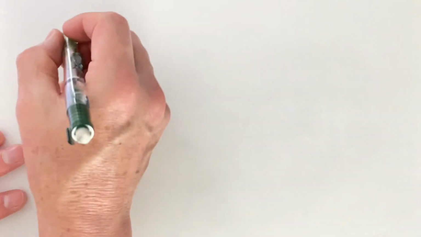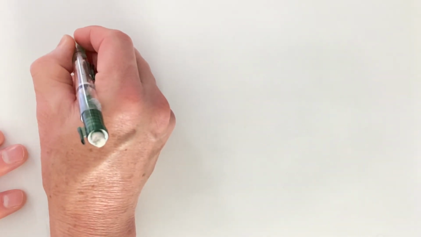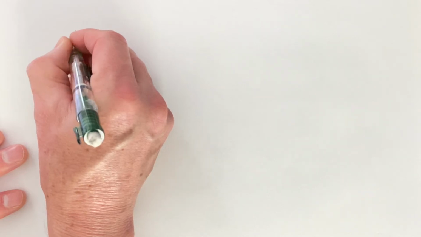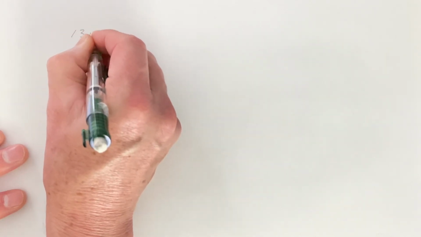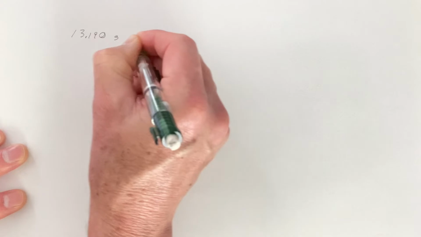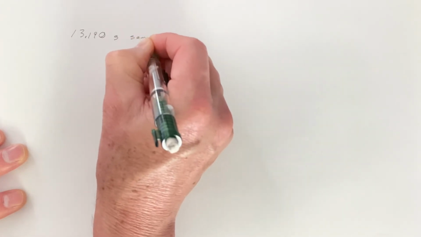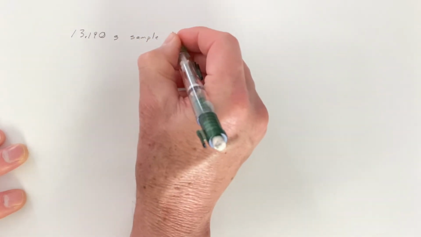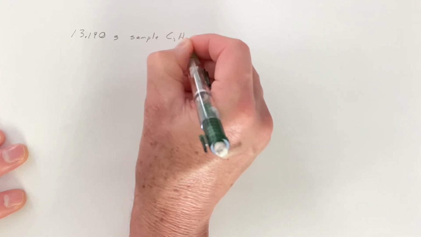Let's consider another problem. Again, we're going to say that we have some sample, and this sample has come into the lab. And in this case, we know that the sample contains three elements: carbon, hydrogen, and oxygen. We weigh this sample on a balance, and we determine that the sample has a total mass of 13.190 grams. And again, this sample contains carbon, hydrogen, and oxygen.